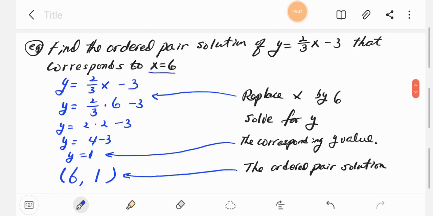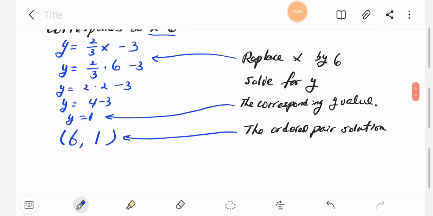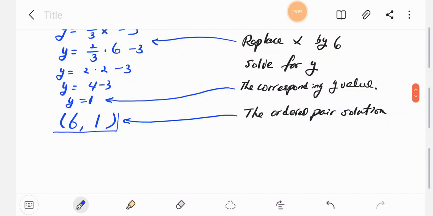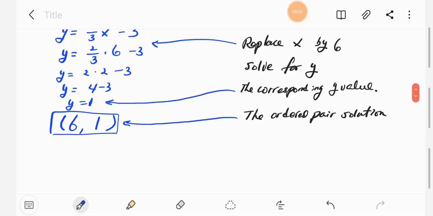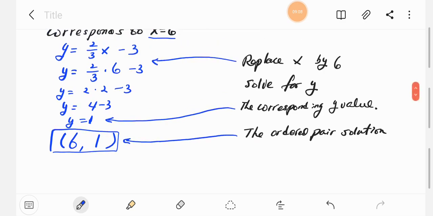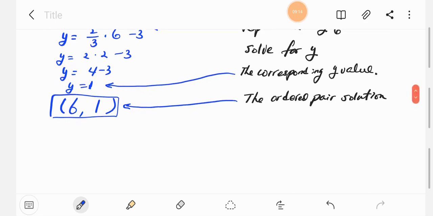If x is 3, then y is some number. If x equals 0, then y is some number. So depending on the value of x, you have a corresponding y value. So there are so many ordered pair solutions. If you plot all these points that satisfy the equation, then it will form a straight line. We will come back to this later.